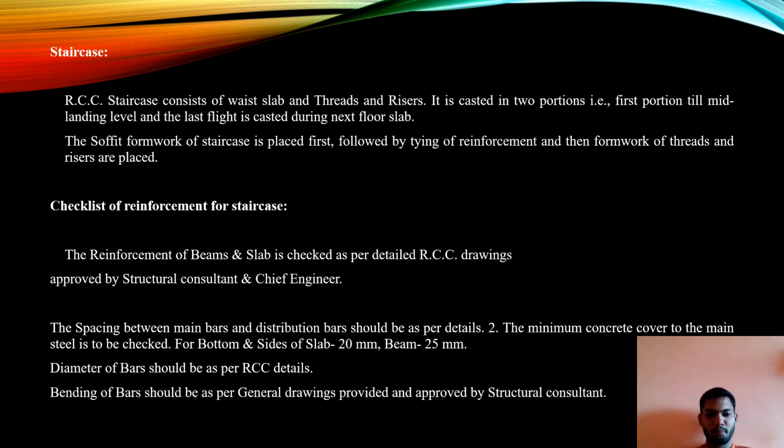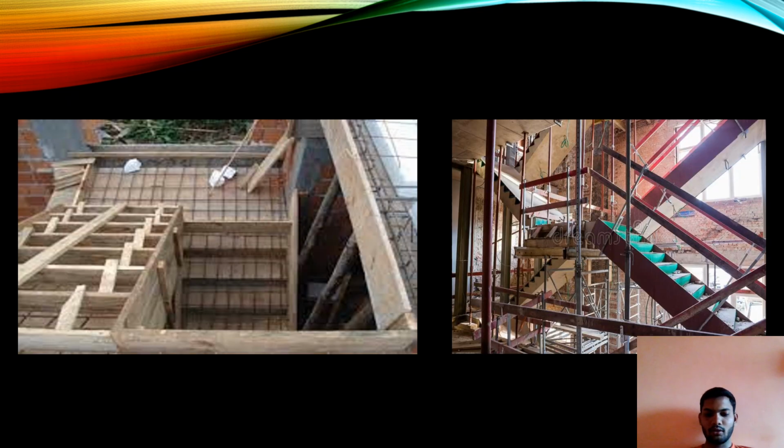Checklist of reinforcement for staircase. First, the reinforcement of beam and slab is checked as per the details of the RCC drawing approved by the structural consultant and chief engineer. The spacing between the main bars and distribution bars should be as per the details. Second, the minimum cover over the main steel to check for the bottom side of the slab is 20 mm and for beam is 25 mm, and the diameter of the bars should be as per the RCC details. Bending of bars should be as per the general drawings approved by the structural consultant.